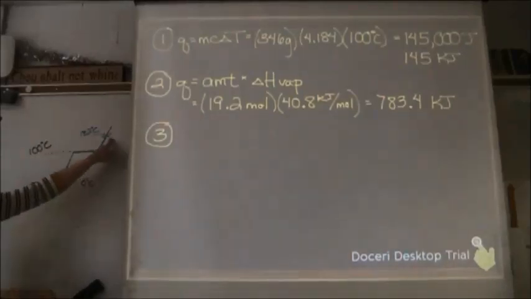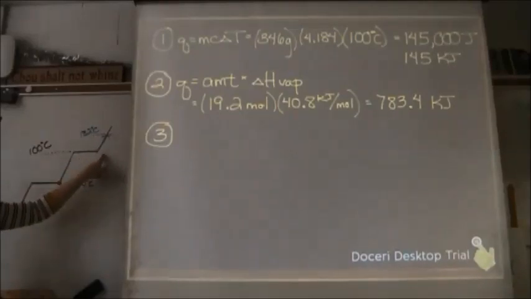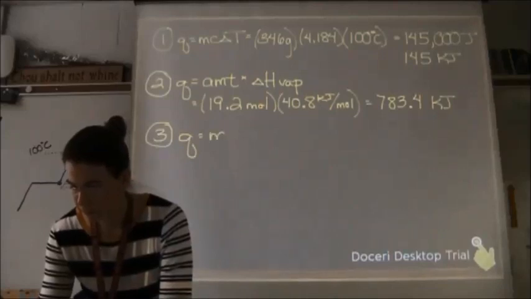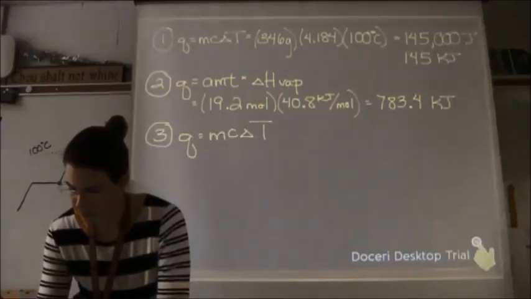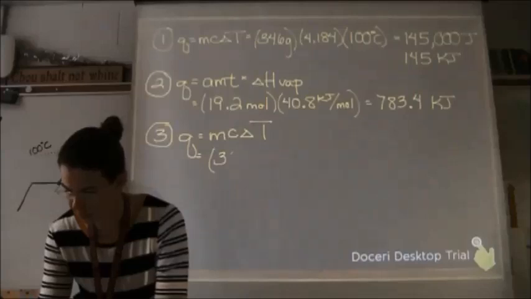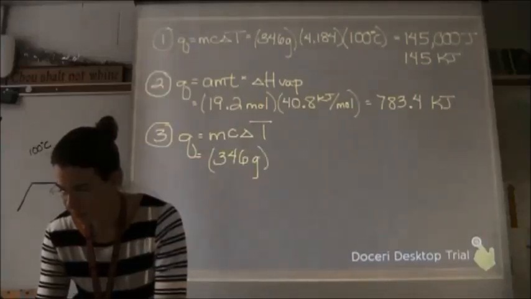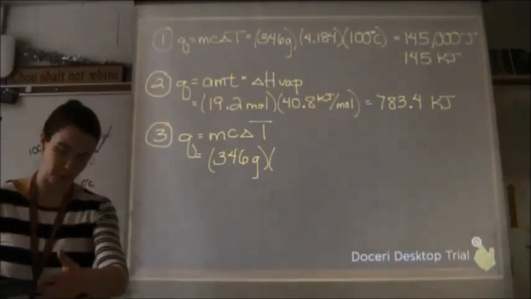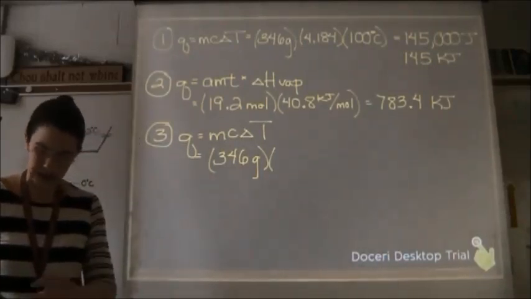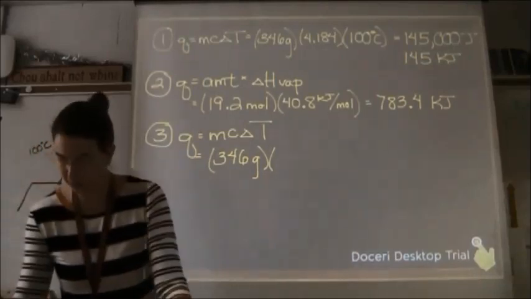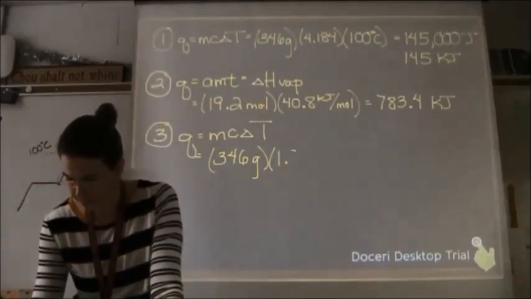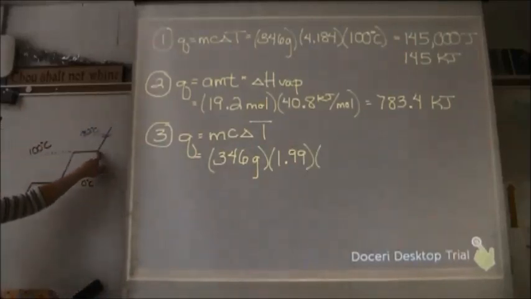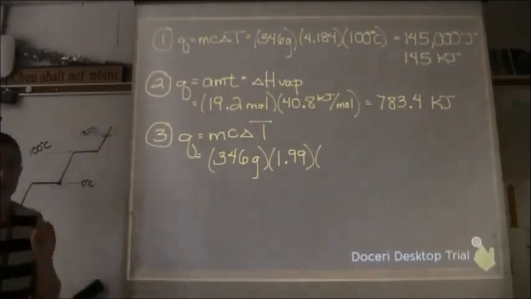Last part. What do I do? MCAT again. Same mass. Different specific heat capacity. This time I want it for H2O in the gaseous phase, which is a different number. They give it to us. And what's the delta T from this point to the X? 82 degrees.